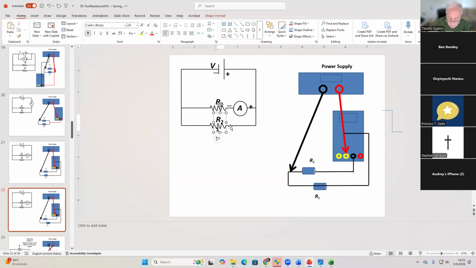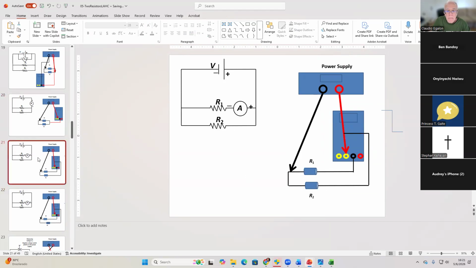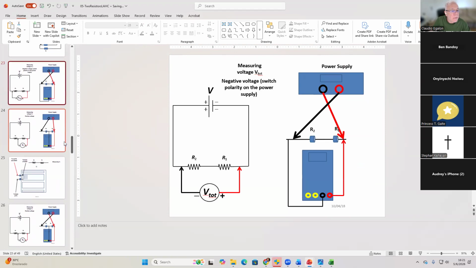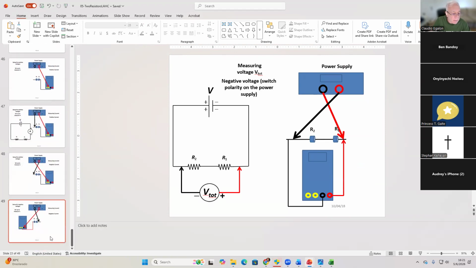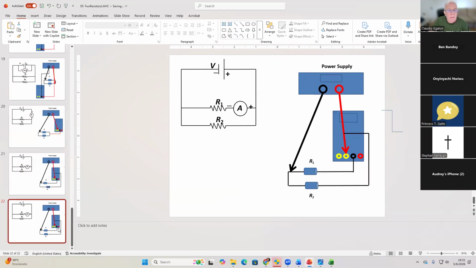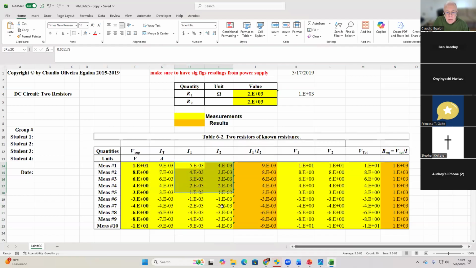This one is R1. Yeah, this one goes right in here. I don't need the others. Here you go. And now we are done with measuring I total, I1 and I2. So what do you have to do? Now there comes the real thing that really matters, right?